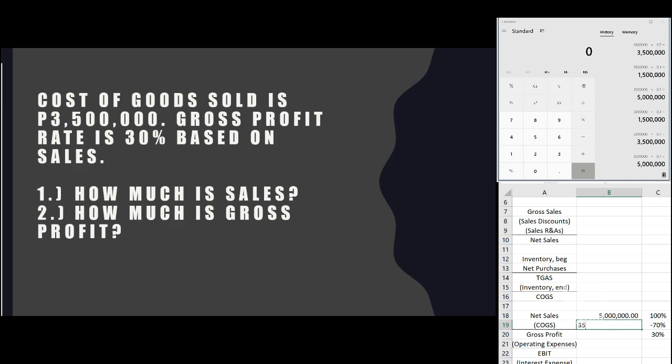So, answer here is, sige, gawin na lang natin ganito. Times 0.7. And this one, minus this. Ayan. Okay? So, answer for number 1 is 5 million. And then answer for number 2 is 1.5 million. Okay? So, guys, that's basically it for number 1. Okay? Now, let's go to problem number 2.